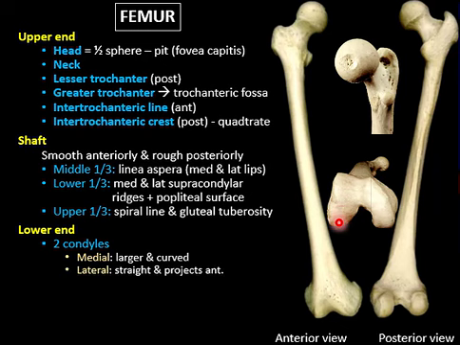The lateral looks larger because it projects more anteriorly. It is straight, not curved, and projects more anteriorly. We will know why in a while. Anteriorly and posteriorly, the two condyles make two differences. Posteriorly, they are separate from each other. They are separated by what's called the intercondylar notch, that is limited above by an intercondylar line.